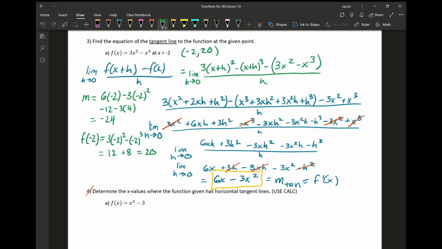So if I use (-2, 20) in my point slope form, with -24, then I'll plug all this in, and I'll end up with -24x minus 48 plus 20, so -28. Yay! So we found the equation of the tangent line algebraically. So that is the final answer there.